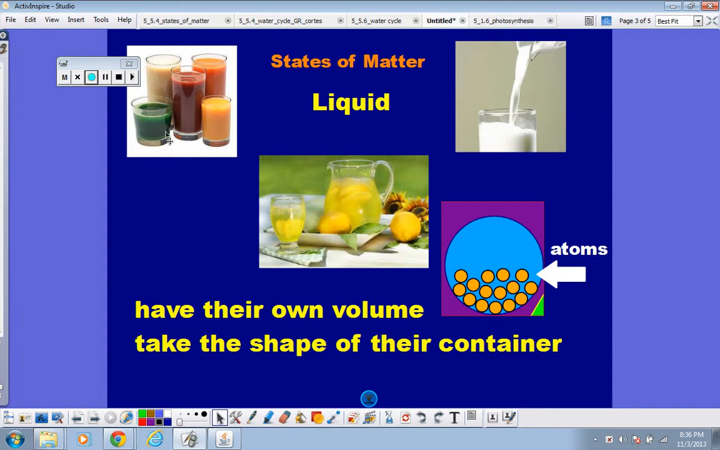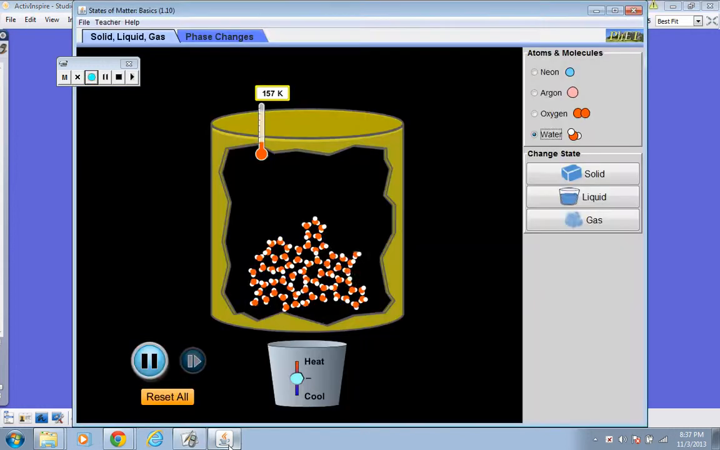So, like for example, this smoothie is a liquid because if I take this short, fat smoothie and I pour it into the tall, skinny glass, it's going to change shape into a tall, skinny liquid. So the shape can change. It takes the shape of its container. And this is what the atoms look like. And we can take a closer look at the atoms.